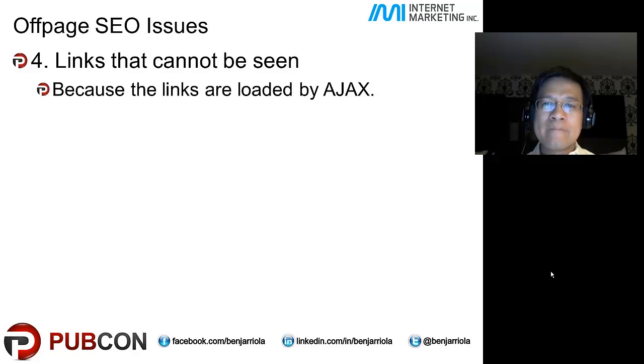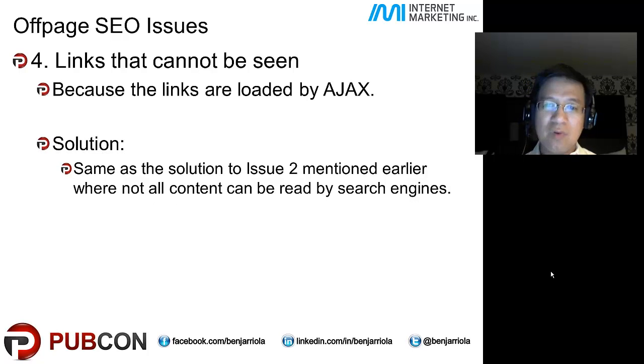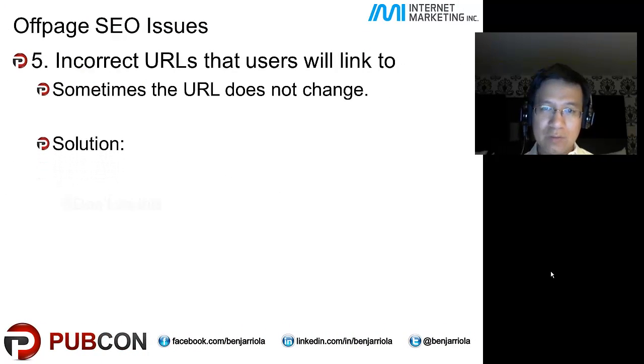Issue number 4. Links cannot be seen. Usually that happens because the link is loaded by Ajax. If all your content is loaded by Ajax, then the links in it cannot be seen at all. So the solution here is the same as the solution to issue 2 that was mentioned earlier, which is content could not be seen. How to fix that is the default content for the designated URL should be plain HTML. So that is the same solution here.